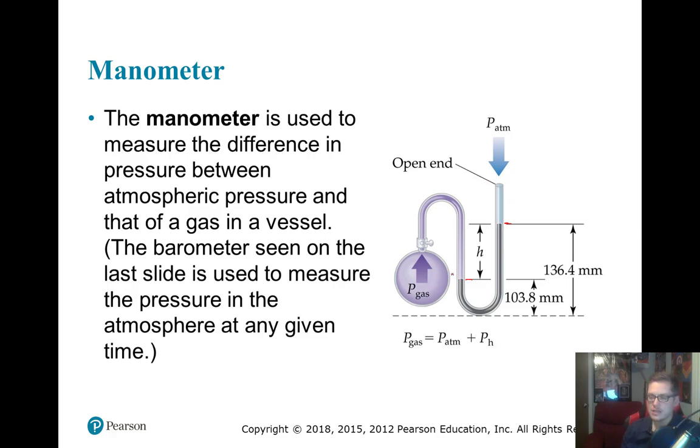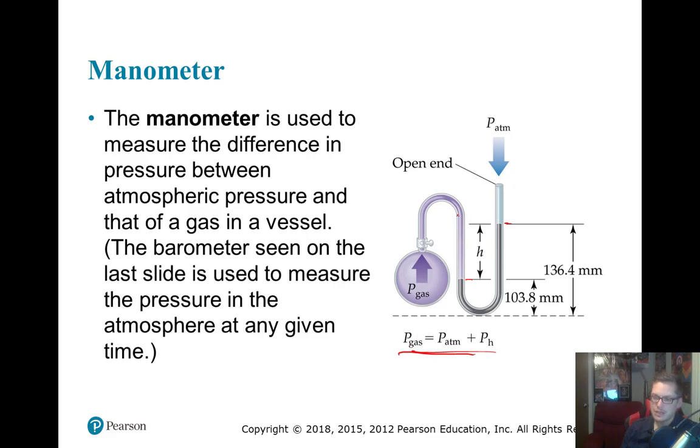So pressure of gas. This is our general formula: the pressure of the gas is equal to the pressure of the atmosphere plus the height. That's when we talk about pressure height, because it's talking about millimeters of mercury, which is a unit for pressure. In this case, we add these two values together because we know that the gas pressure had better be more than the atmospheric pressure. So we take the atmospheric pressure, add this difference right here, and that gives us our gas pressure.